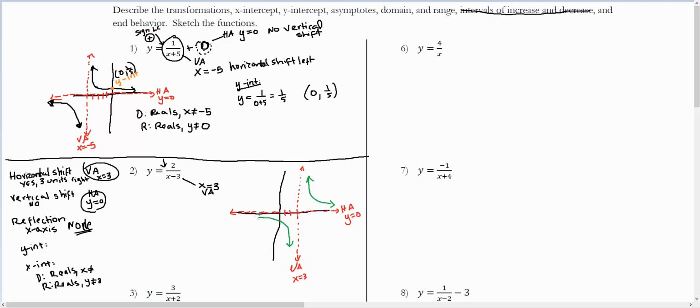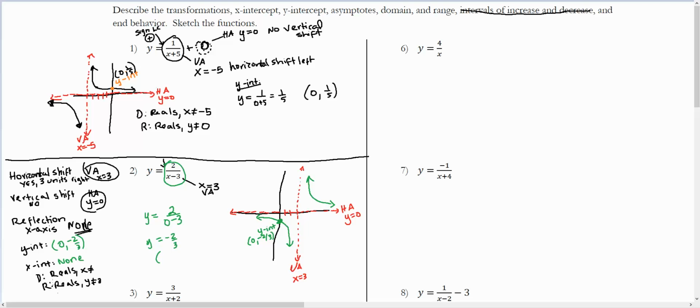And you'll notice that we cross the y-axis, so this is a y-intercept. Notice that we don't cross the x-axis, so there is no x-intercept. But we do have to solve for this y-intercept. So then you say y equals 2 over... We're going to plug in 0 in here. 0 minus 3, so y equals negative 2/3, right? So it's going to be 0, negative 2/3. Then you label it here.